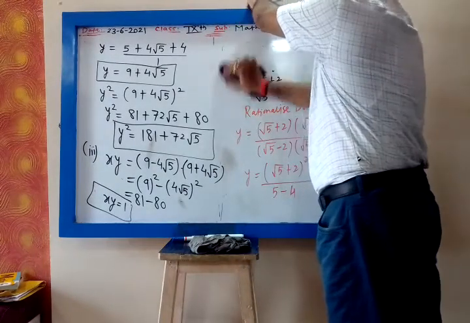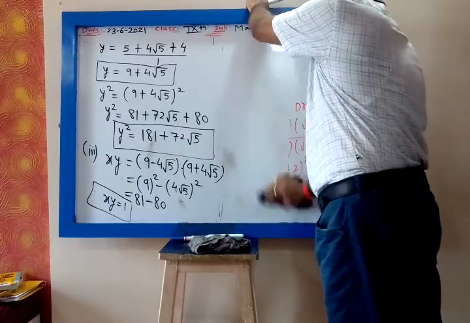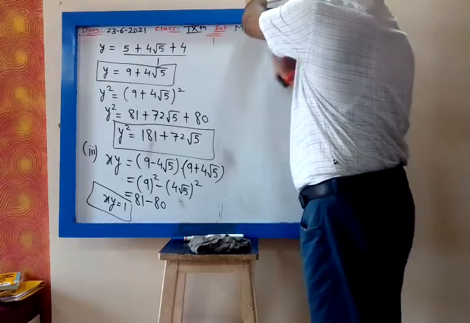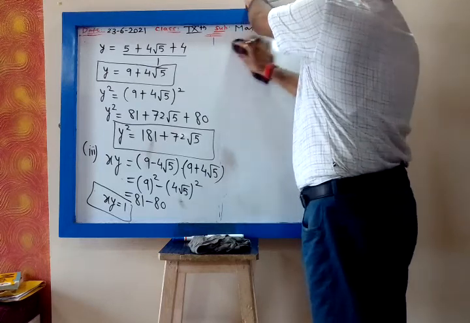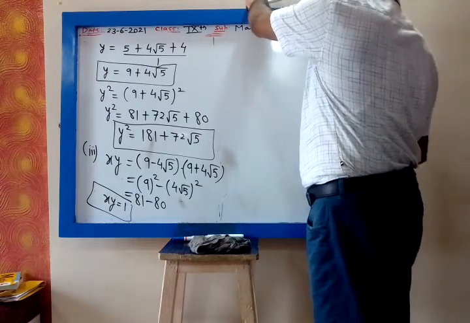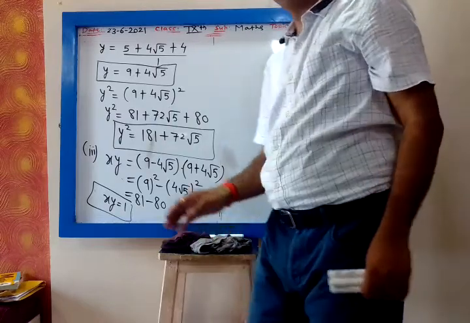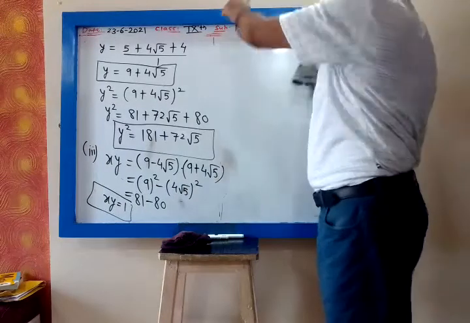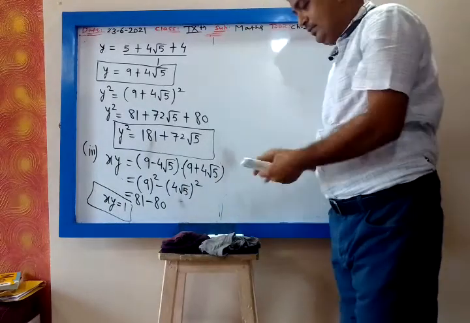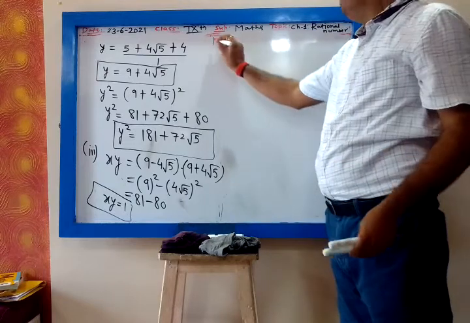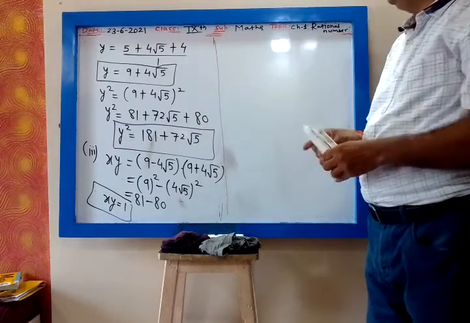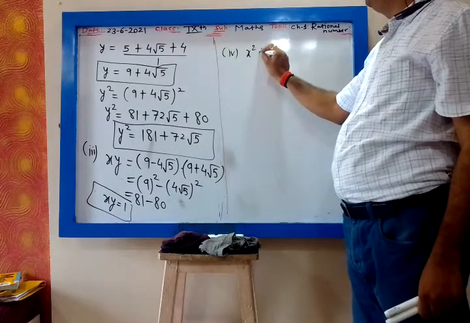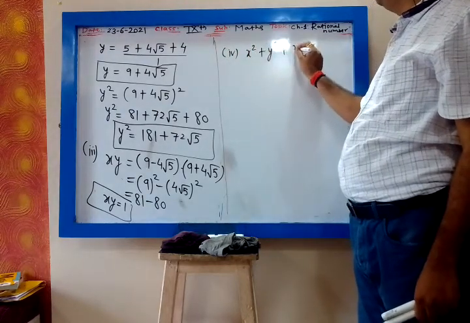Now you have to place this value. Fourth part: x square plus y square plus xy. Those who are joining at this moment, I have admitted. Now fourth, x square plus y square plus xy.